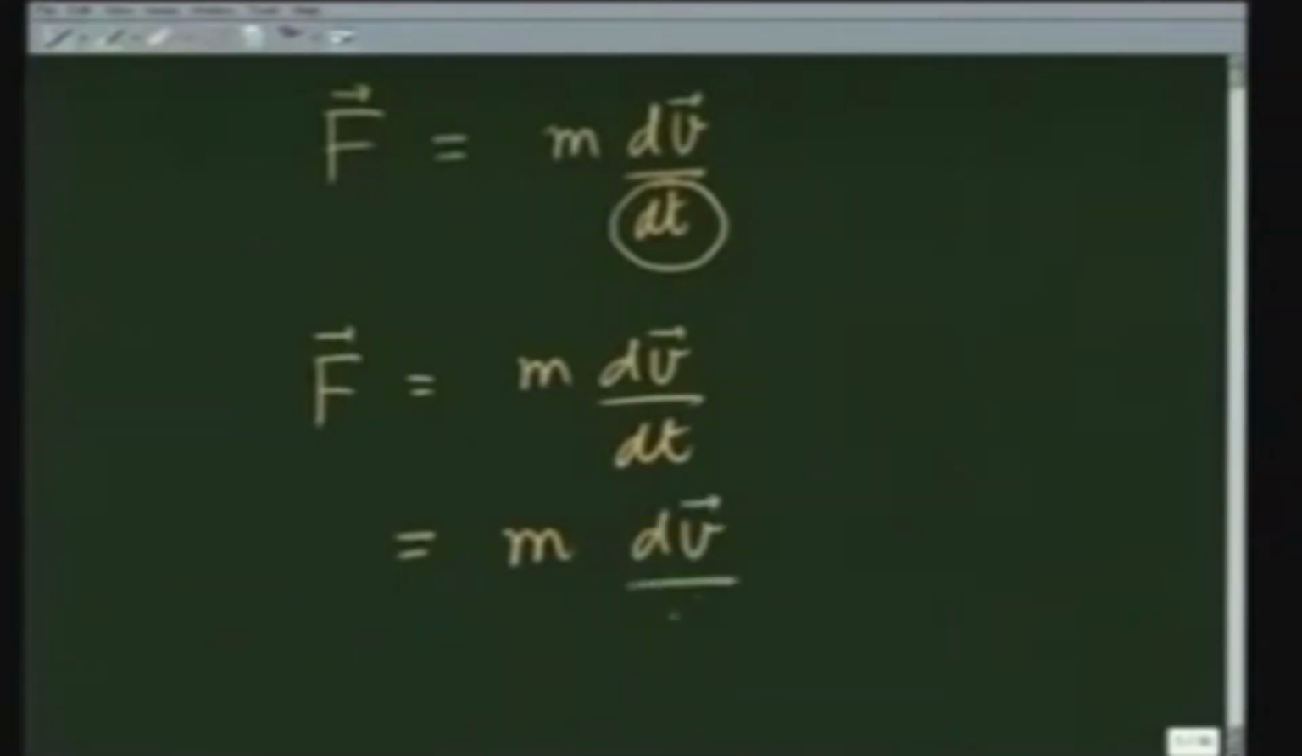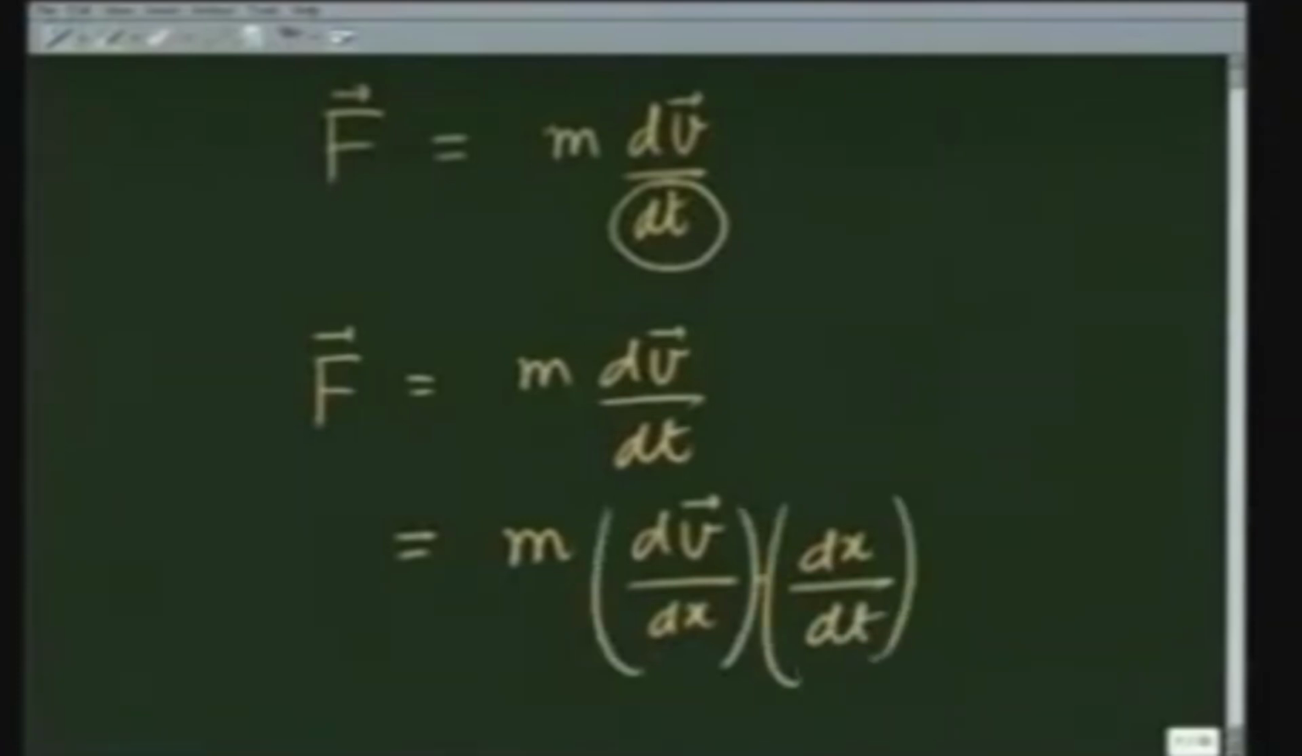And how do we do that? If I write F equals m dv/dt, I can write this as m dv/dx times dx/dt. I am taking only one dimension into account right now. For 3-dimensional cases, we will see later what happens.